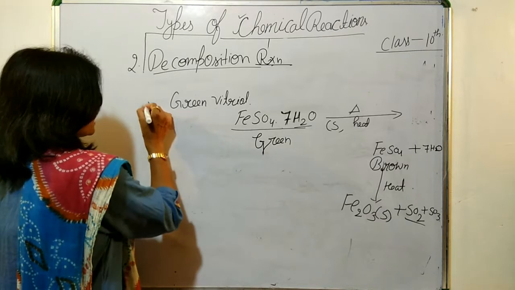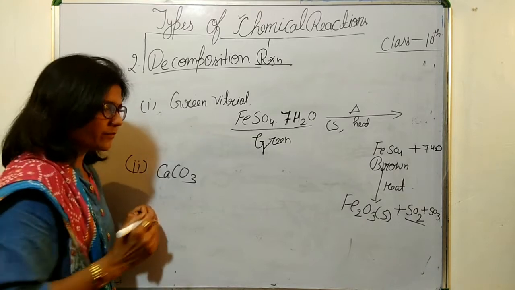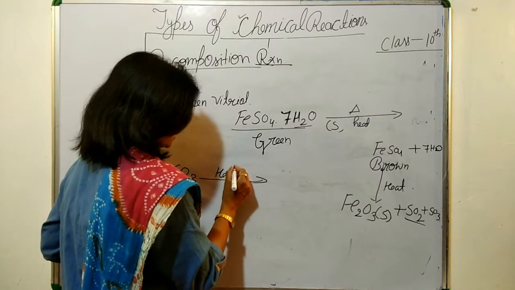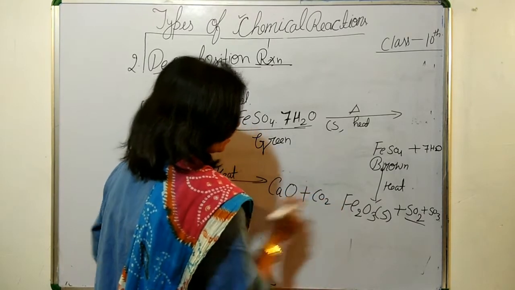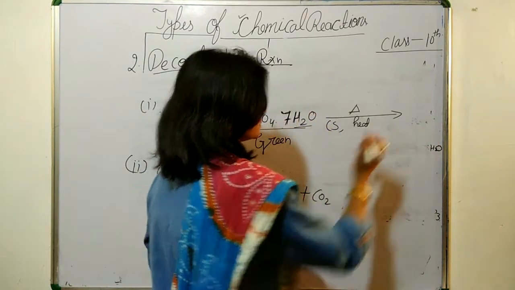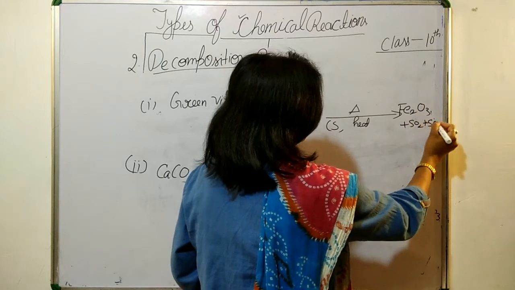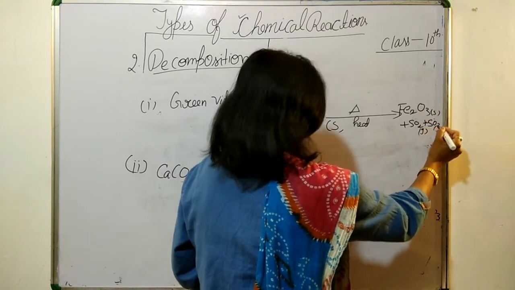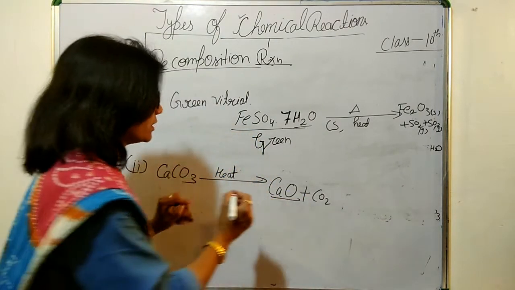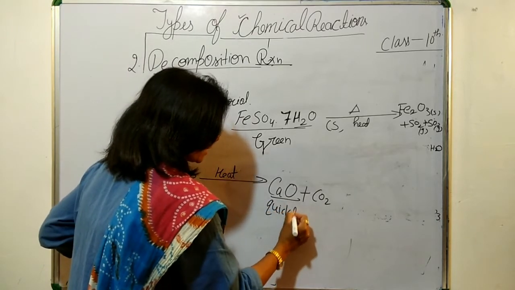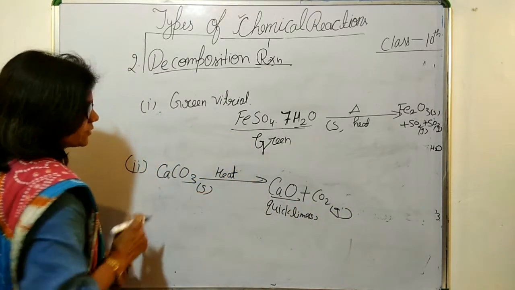Then let's see one more example. Take calcium carbonate, CaCO3. Here, when we heat it, what happens? It breaks into calcium oxide plus carbon dioxide. Fe2O3 plus SO2 plus SO3. It is solid and gases. So what happens here? As I have told you, calcium oxide is quicklime, solid state, and the others are gases. CaCO3 is also solid state.